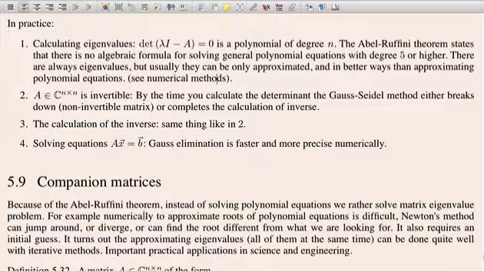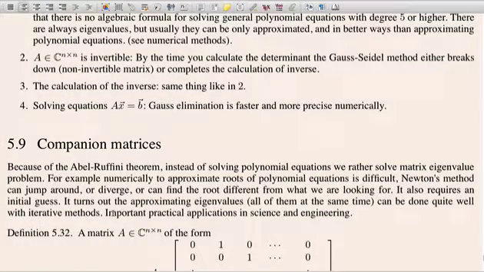Section 5.9, companion matrices. So here, actually, we are coming back to this issue that because of the Abel-Ruffini theorem, instead of solving polynomial equations, we rather solve matrix eigenvalue problems.